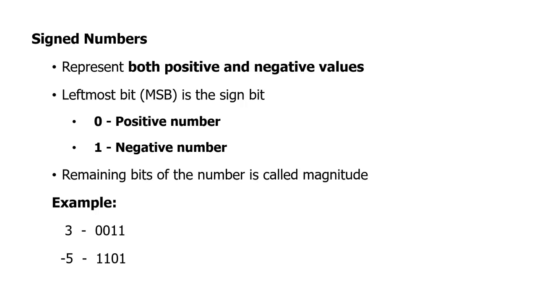For example, plus 3 in signed number representation is represented as 0011, where the most significant bit 0 indicates the sign bit of the number. And minus 5 in signed number representation is written as 1101, where this most significant bit 1 represents the sign bit of the integer number minus 5. Since minus 5 is a negative number, the sign bit here is represented as 1.